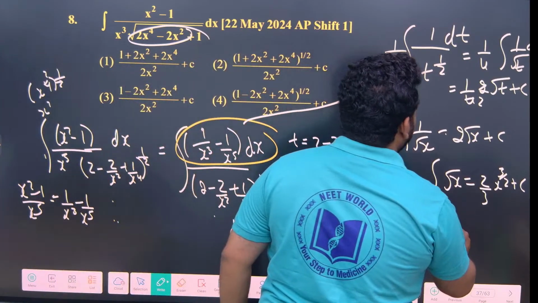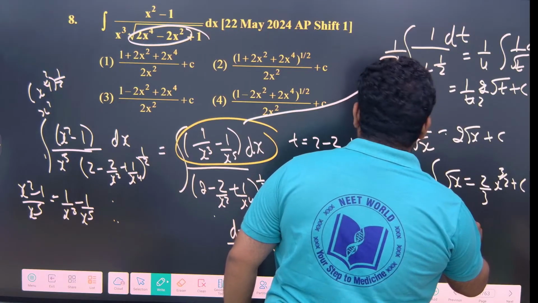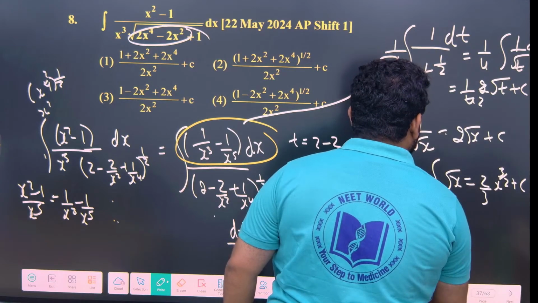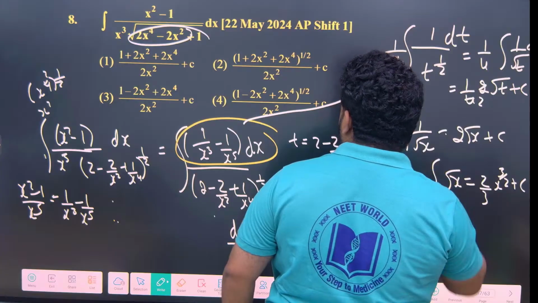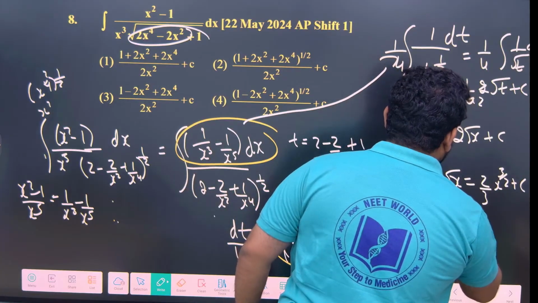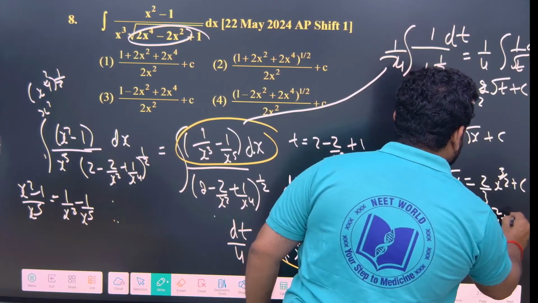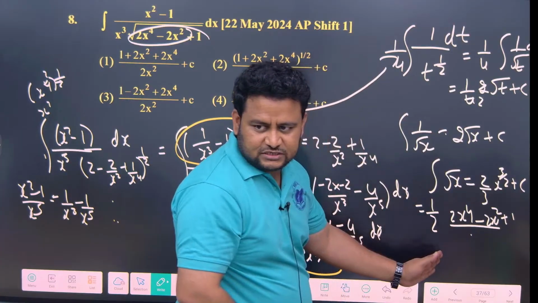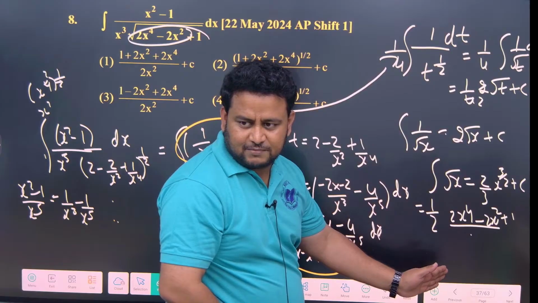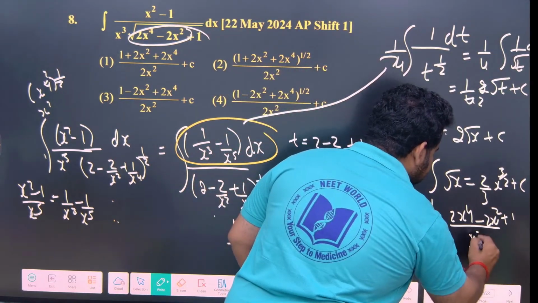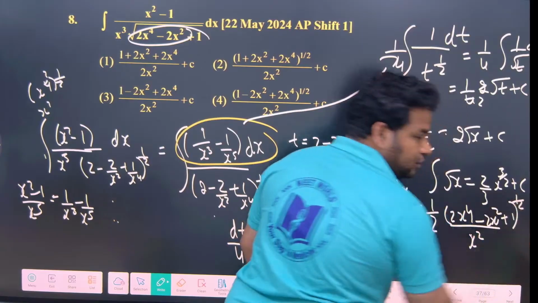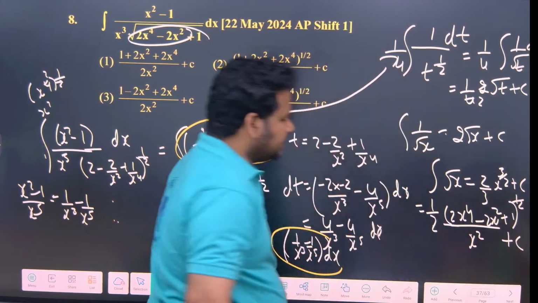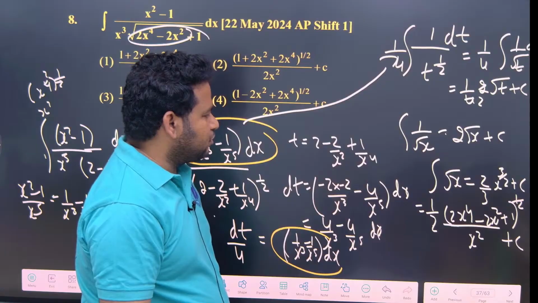This will become 1 by 2 into root t, which I can write as 2x power 4 minus 2x square plus 1 over x power 4, under the square root. X power 4 is there in the denominator. If x power 4 comes out of the square root, it will become x square. So this entire thing is under the square root, with 1 by 2, and this 2 is there, so 2x square is in the denominator, plus c. So the answer is the square root of 2x power 4 minus 2x square plus 1, divided by 2x square, plus c.